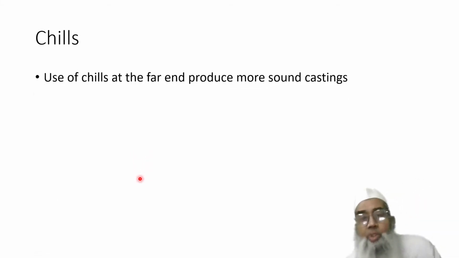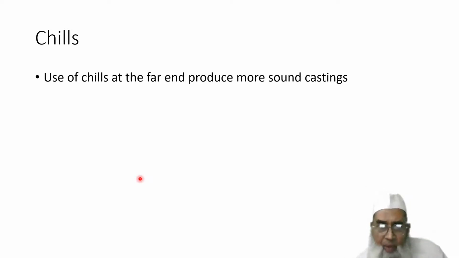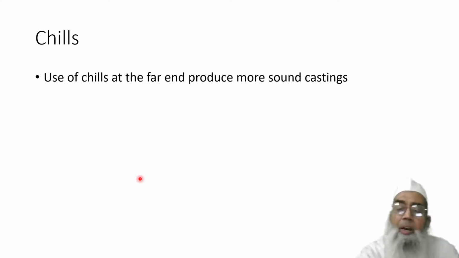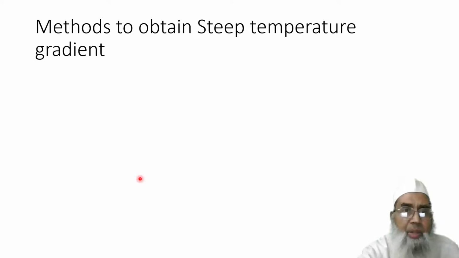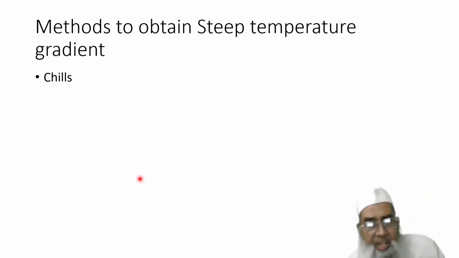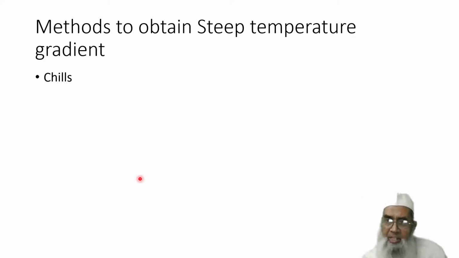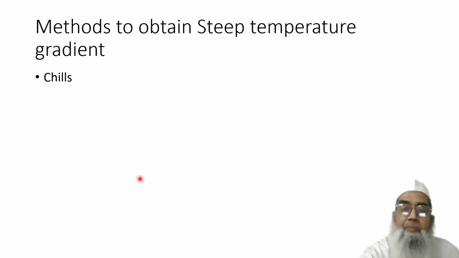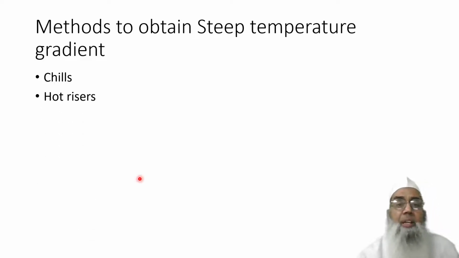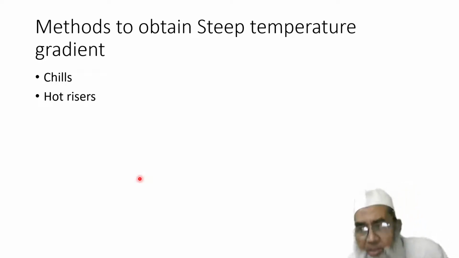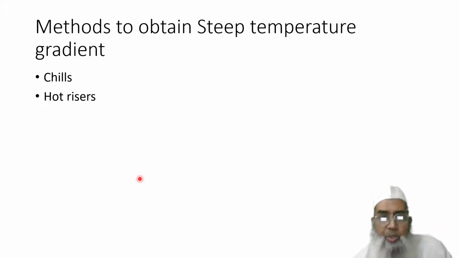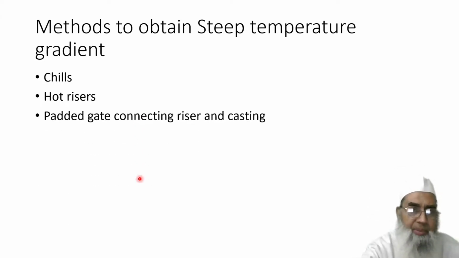Chills used at the far ends of the casting will provide sound castings. Therefore, the method to obtain a steep temperature gradient is by chill. When we provide a chill, the gradient between solidus and liquidus gets reduced because of fast cooling. Therefore, it can overcome the temperature gradient problem. A hot riser also gives good support to overcome this steep temperature gradient.